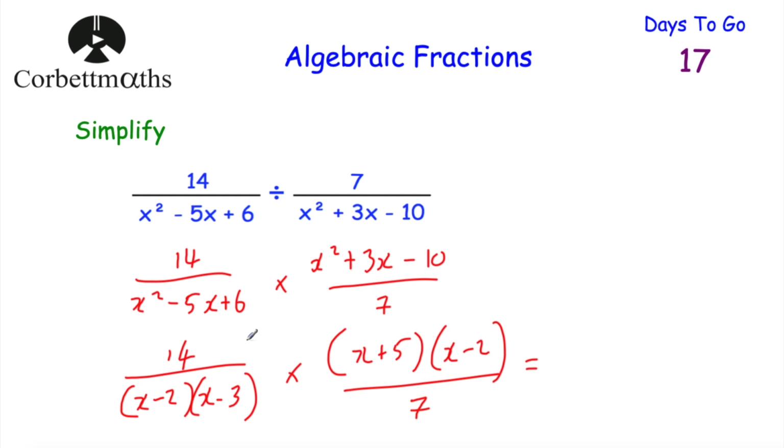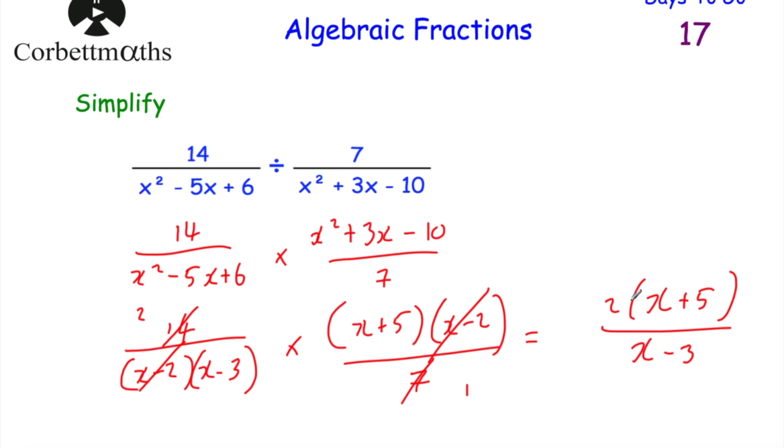Now let's multiply. Now actually at this point, before we multiply, let's see if we can do any cancelling down. So 14 and 7 are both divisible by 2. So that'll be 2 and 1. And we can also divide this numerator and this denominator by x minus 2. So that will leave us on the numerators 2 times bracket x plus 5, and on the denominator we've got x minus 3 times 1, so it'll just be x minus 3.